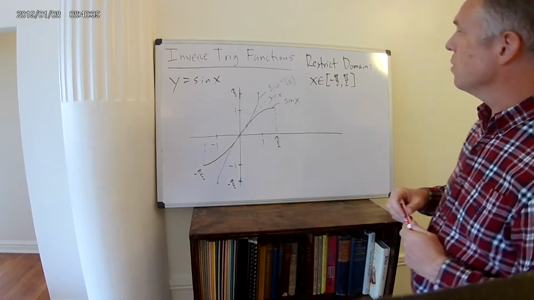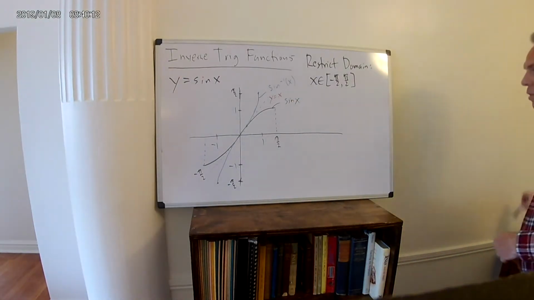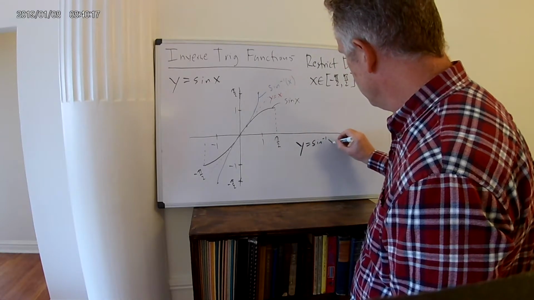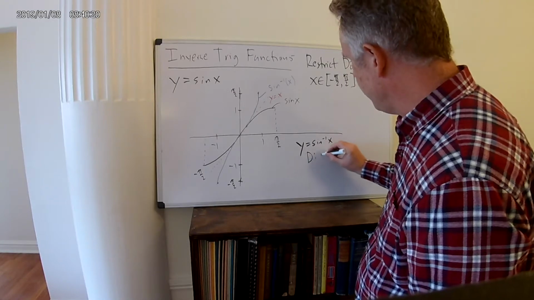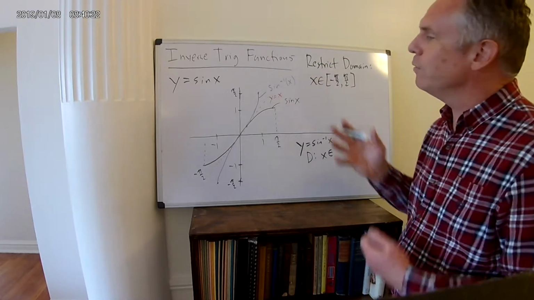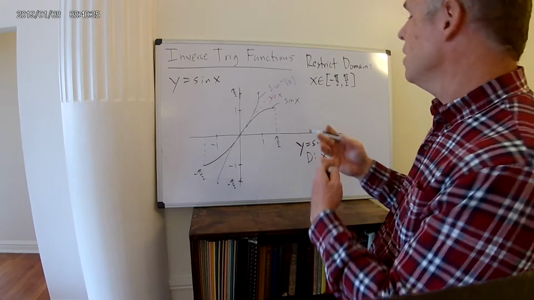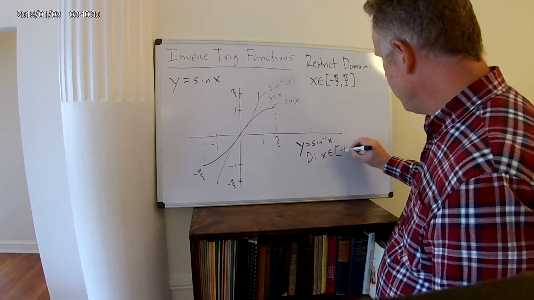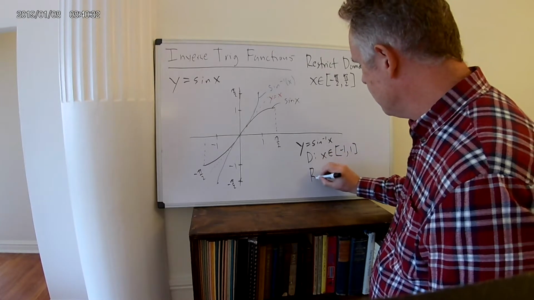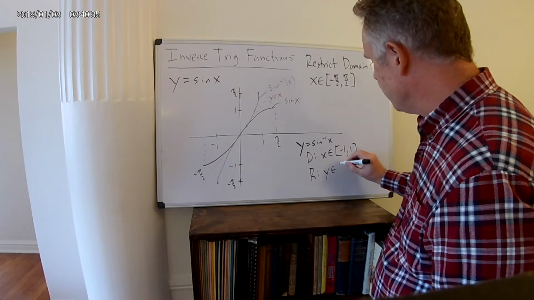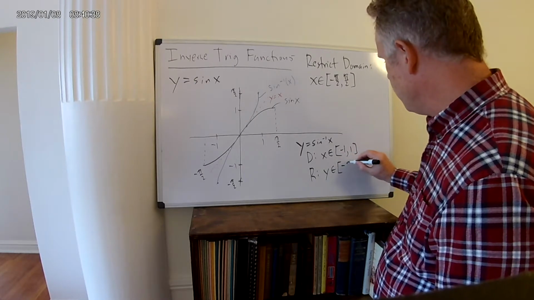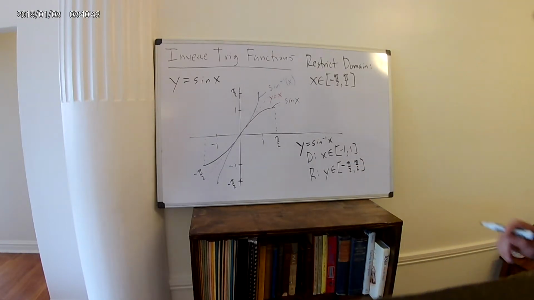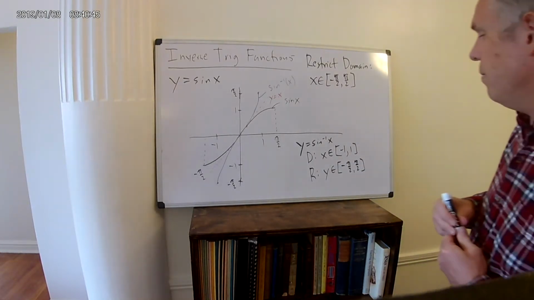Okay, and if you've noticed, let's talk about the domain. Let's talk about inverse sine of x. So y equals inverse sine of x. Okay, what is the domain of inverse sine of x? What happens is we basically flip the domain and range for sine of x. So the domain of inverse sine of x runs from minus 1 to 1, and the range of inverse sine of x goes from minus pi over 2 to pi over 2. Okay. All right. That's the domain and range.